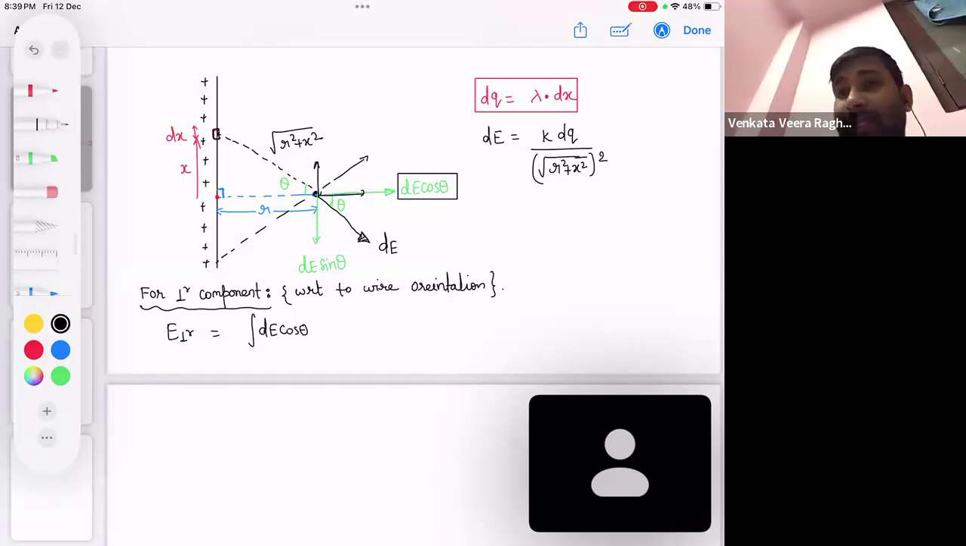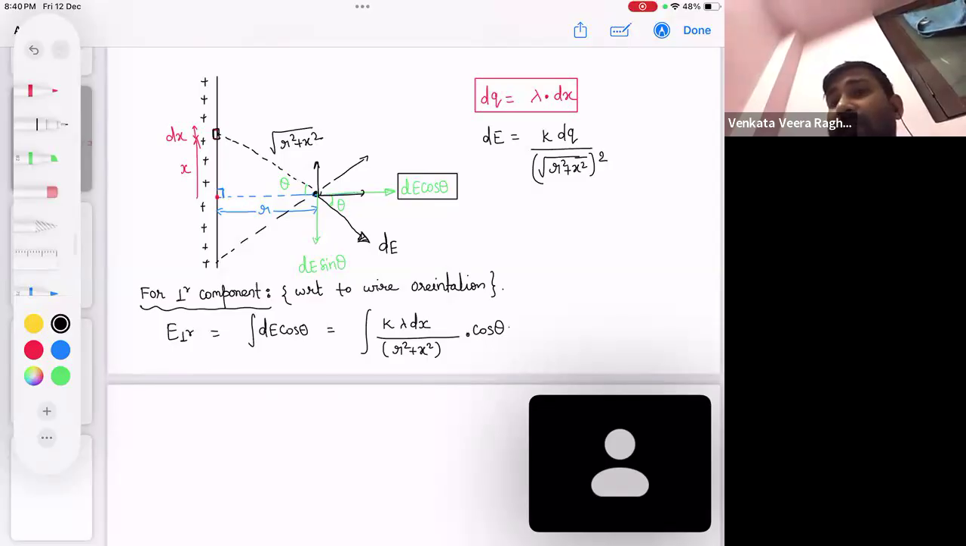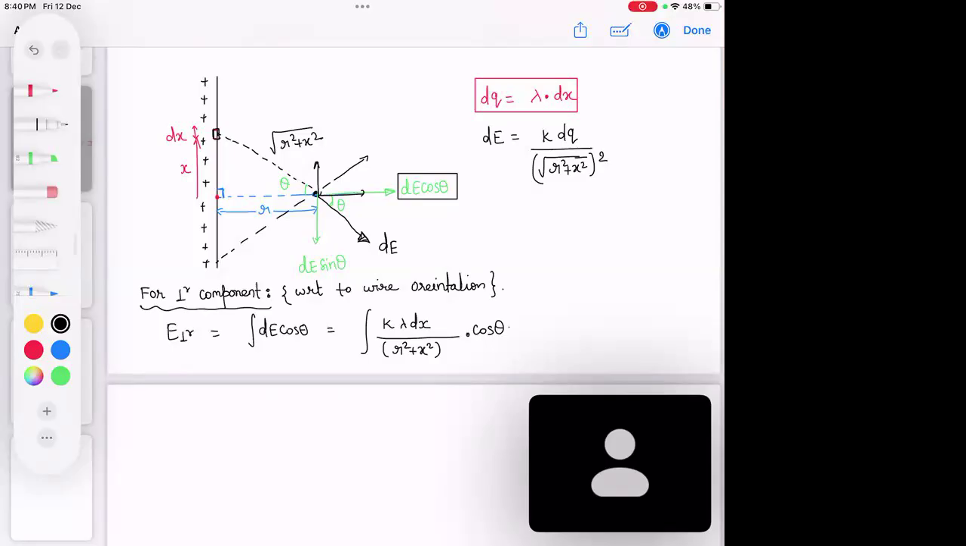So dE cos theta integration. Now let's put the value. dE is k dq. dq means lambda dx divided by r square plus x square, and we have the cos theta, right? Now if you look at the situation here, there are two variables involved. x is a variable and theta is also a variable. So can we bring it into a single variable?